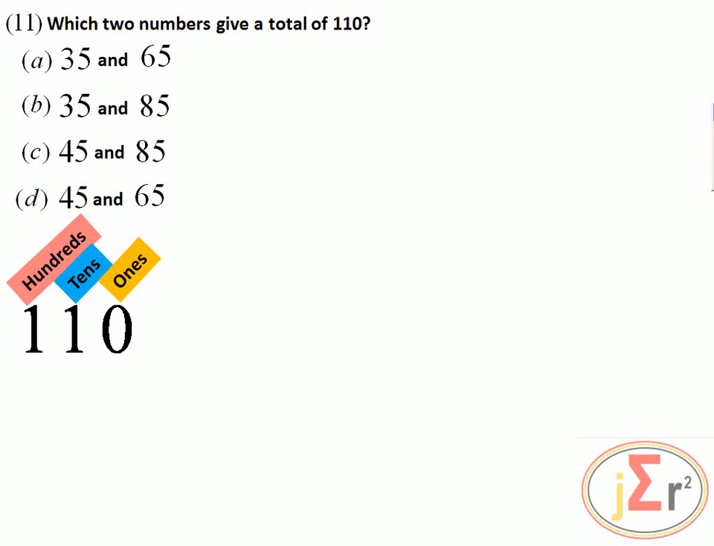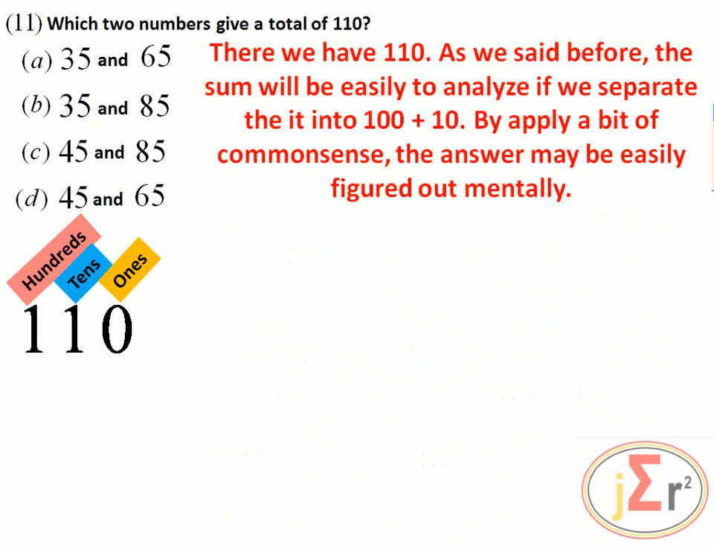There we have, what number is this, Jerry? 110. Right. There we have 110. As we said before, the sum will be easy to analyze if we separate it into 100 plus 10. By applying a bit of common sense, the answer may be easily figured out mentally. So we have the 100 and we have the 10. Two components, 100 and 10.